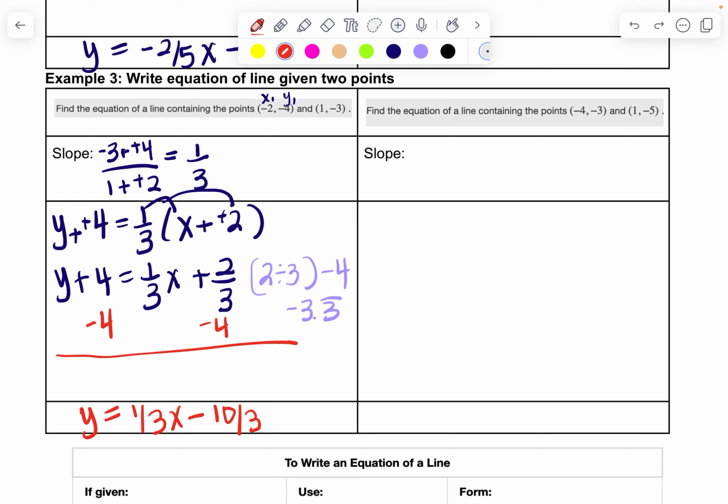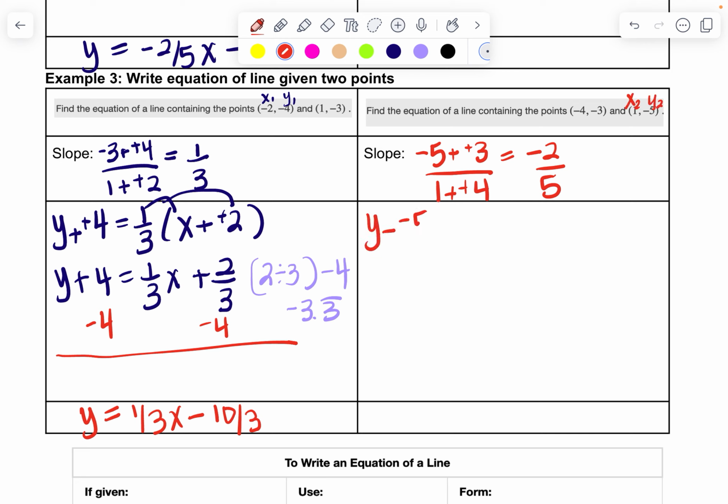Our second problem here, my slope, -5, take away -3 on top, 1 take away -4 on the bottom. Again, because we're subtracting a negative, those become plus. I end up with -2/5 for my slope. Again, you can use either point. I'm going to use the second point here.